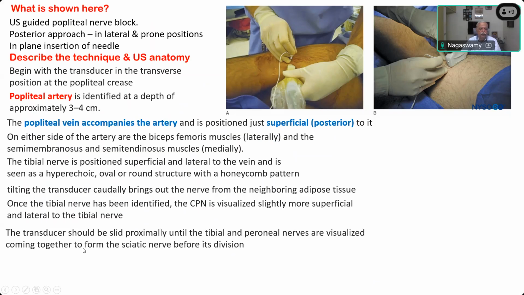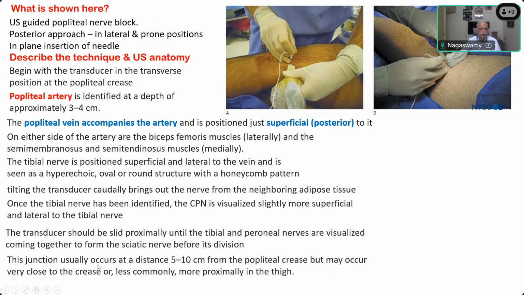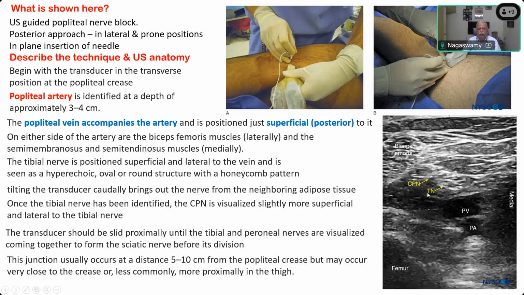Okay? And the transducer should be moved proximally until the tibial and peroneal nerves are visualized, coming together to form the sciatic nerve before its division. This junction occurs at a distance of 5 to 10 centimeters from the popliteal crease. But anatomical variations may happen, and it may be very close to the crease or more proximally in the thigh. So it has to be identified by this picture. So this is the tibial nerve, common peroneal nerve, biceps femoris, medial side muscles. First identify the popliteal artery, then the vein, then go laterally towards that to find this.